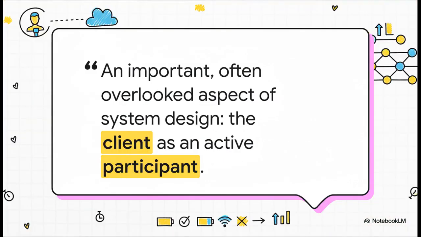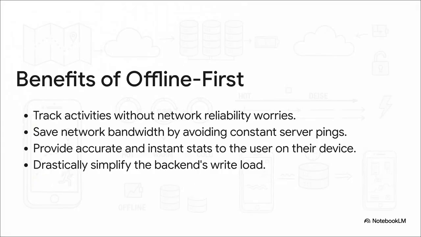The solution to this comes from a really important shift in thinking. So often we think of the big servers as doing all the heavy lifting, but we have to remember that modern smartphones are literal supercomputers that we carry around in our pockets. The key is to stop treating the phone like a dumb screen and start treating it as an active, powerful participant in the system. And as soon as you make that mental switch, look at all the problems that just melt away. Boom, network issues? Gone. You're not dependent on a connection anymore. We're saving a ton of bandwidth because we're not pinging a server every second.